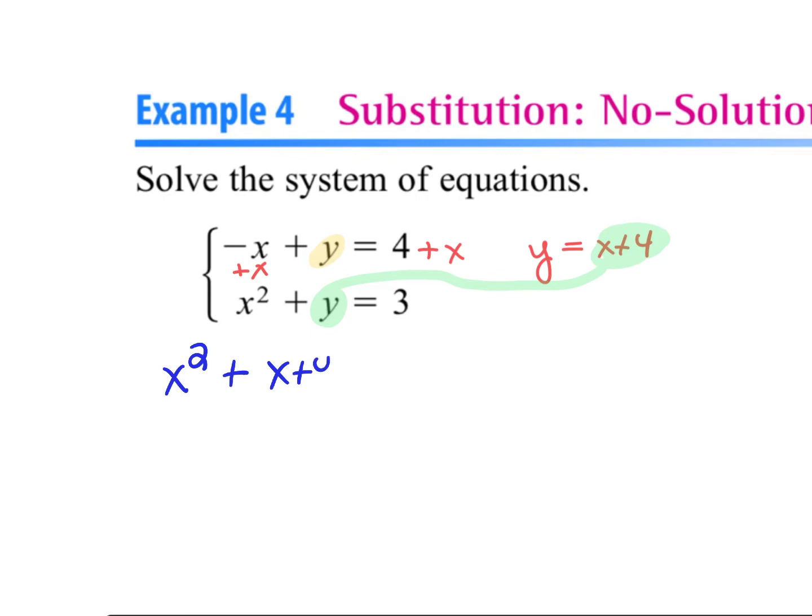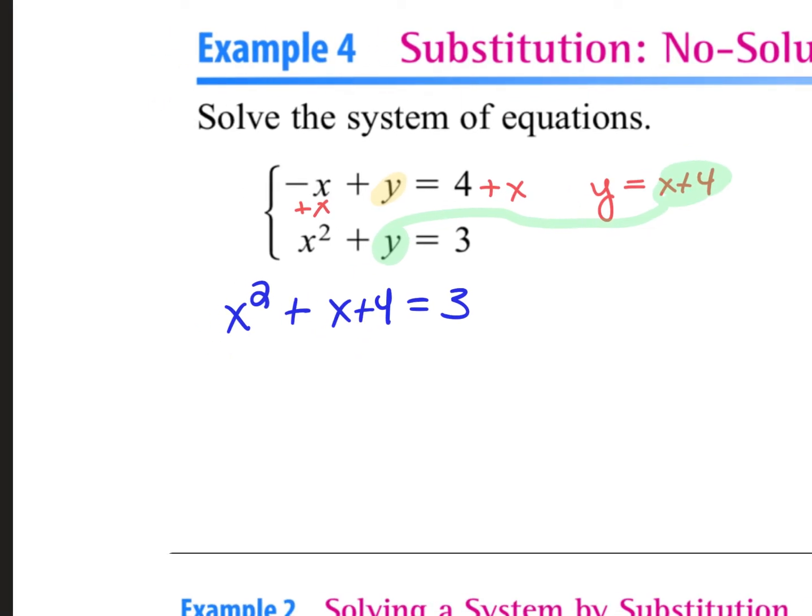How come I don't need to put that in parentheses? Because I'm adding. I mean, you could if you wanted to. No big deal. So I have x squared. What am I going to do with that 3? I'm going to subtract it, right? I'd move it over because I have a quadratic. So plus x plus 1 equals 0.